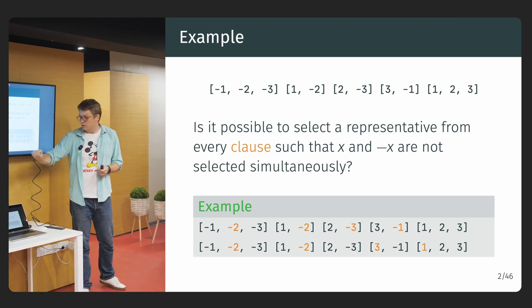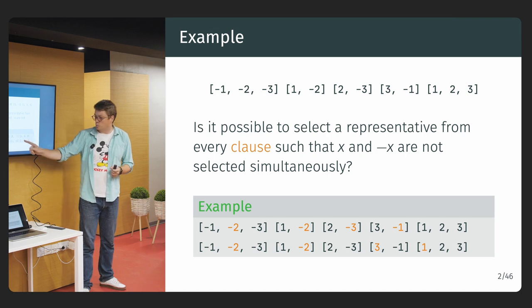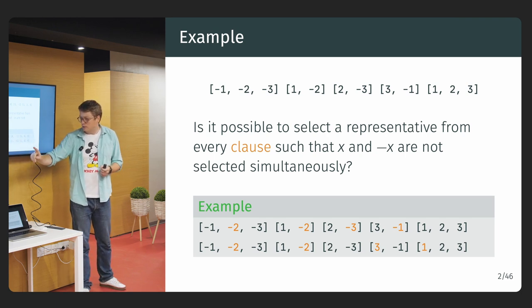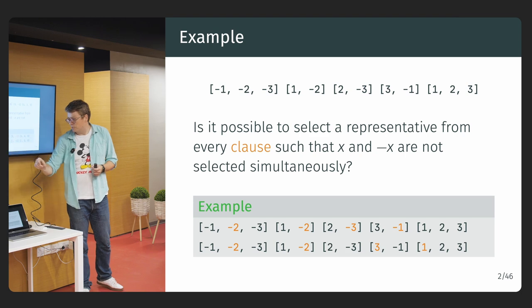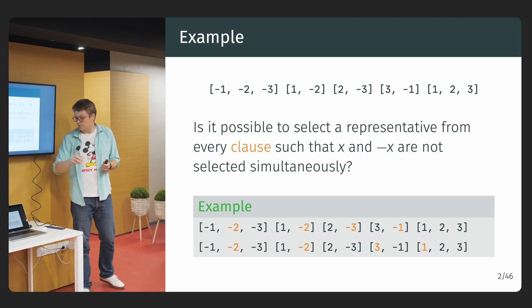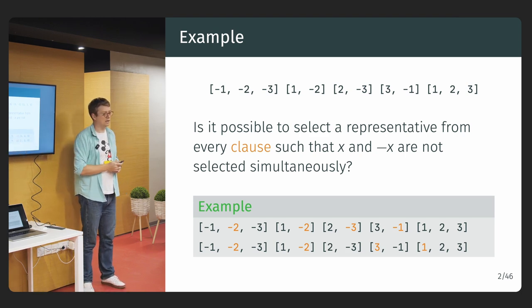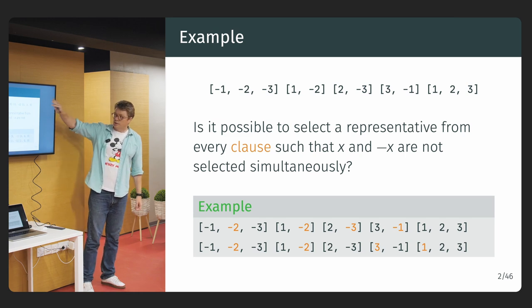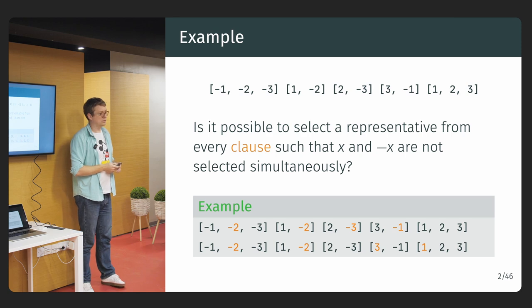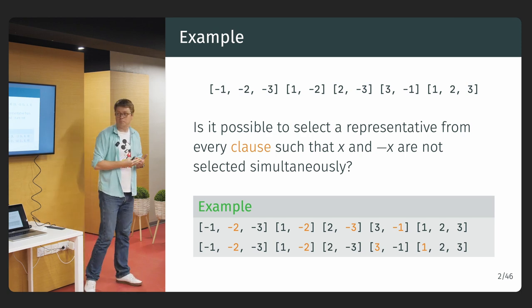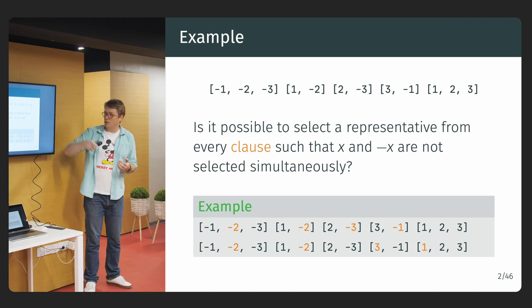Let me show you just some other attempt. We can select 1 from here, 3 from here, minus 2 from here, and minus 2 from here, but then we are not able to satisfy this clause. So for this toy example, it is actually not possible to satisfy all five clauses. It is not immediate, and it should not be immediate, but still. So this is a toy example.